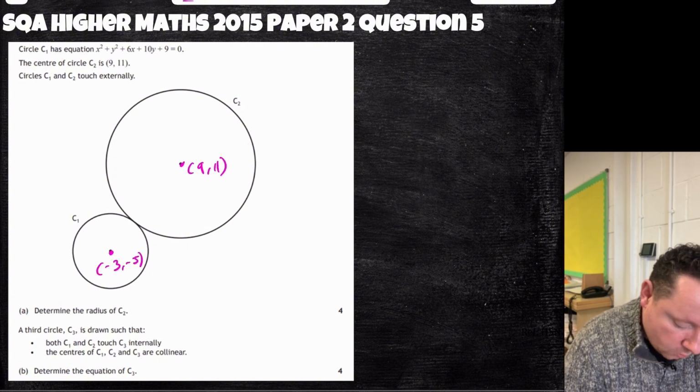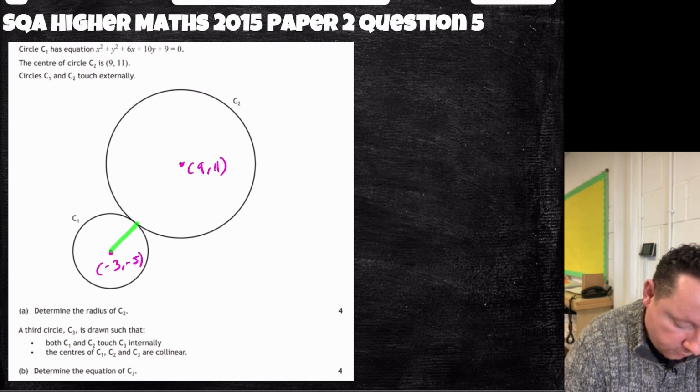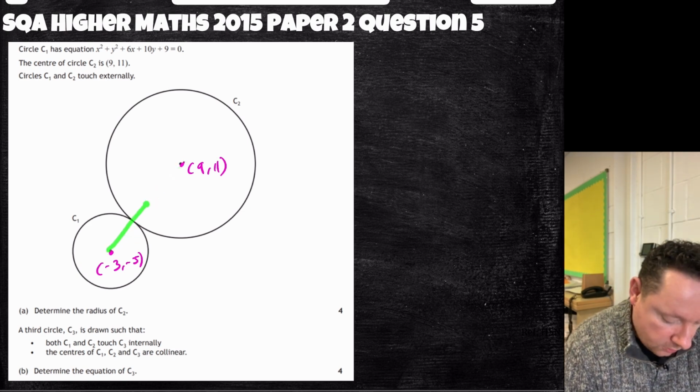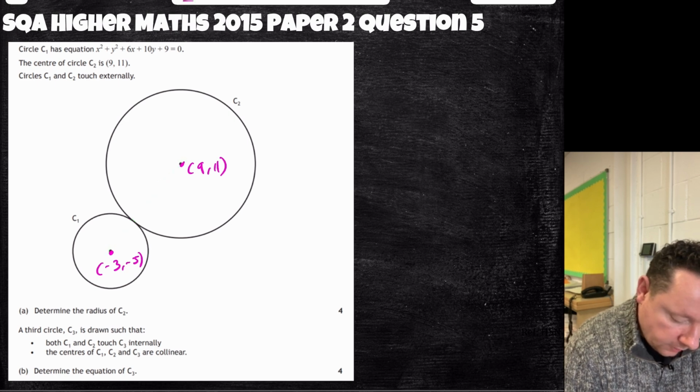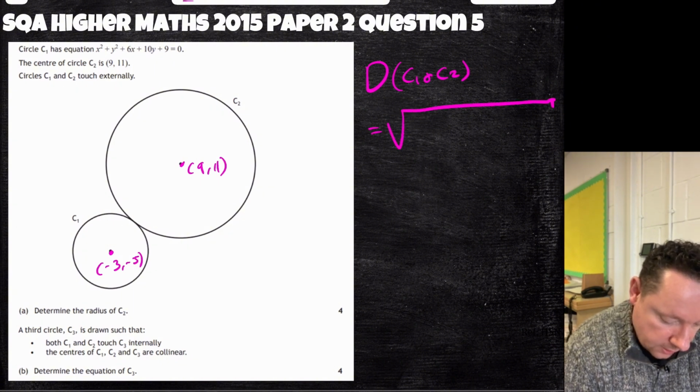What else do we know? Well, we also know the radius of C1. So if we knew the radius of C1 and maybe this whole distance, we could find the radius of C2. So let's do the whole distance first. The distance between, let's call it C1 and C2. The distance formula is Pythagoras, so it's (9 minus -3) squared, the x's, plus (11 minus -5) squared.